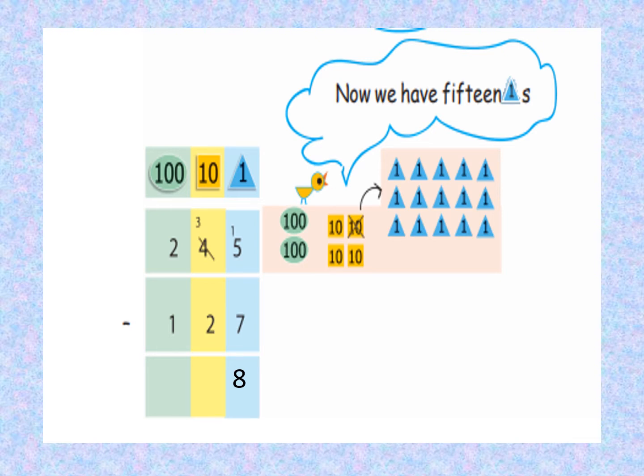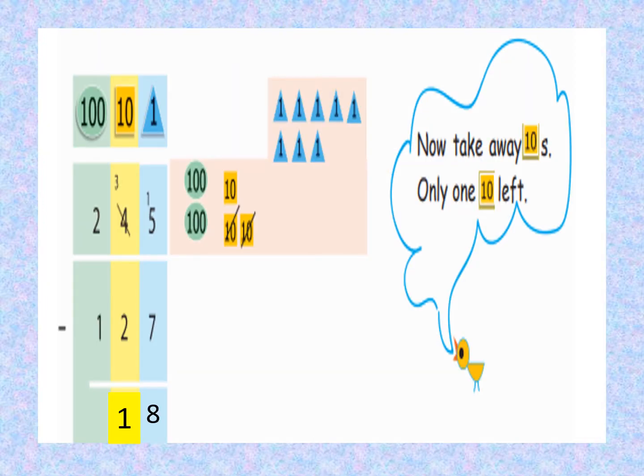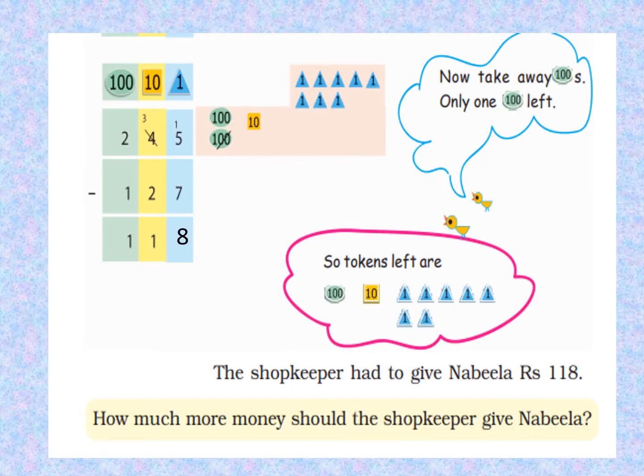Now look at the tens place. We now have just 3 tens and we need to subtract 2 tens. So we will be left with 1 tens. Now look at the hundreds place. We have 2 hundreds. We need to subtract or take away 100 and we will be left with just 1 in the hundreds place. So actually Nabila should have got 118 rupees.